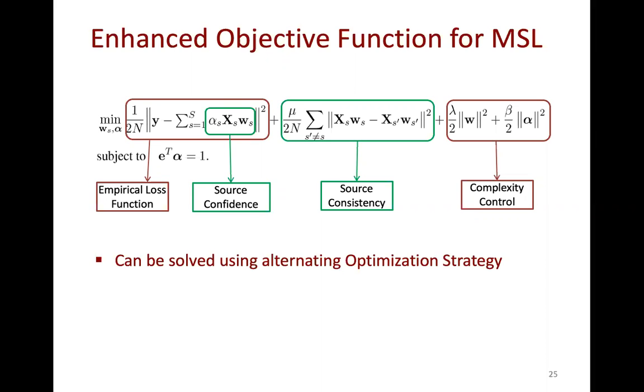This can be solved by an alternating optimization strategy, where we optimize one parameter and consider the rest to be constant, and then optimize another one and consider the rest to be constant. But as I said, this is beyond this course. The most important thing for you here is to know that if you want to build machine learning models capable of multi-source learning, you probably want to build more complex objective functions or neural networks that can account for different parameters. These parameters could be the complexity control, the control of the source consistency, and the source confidence.